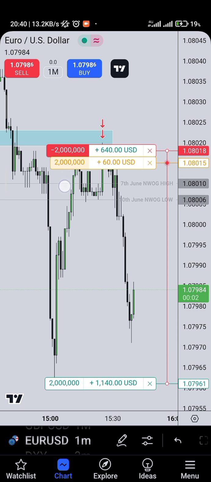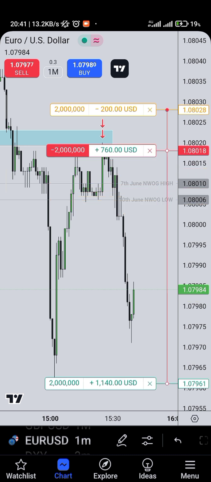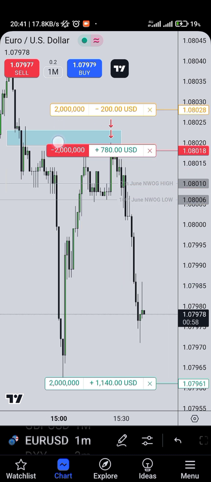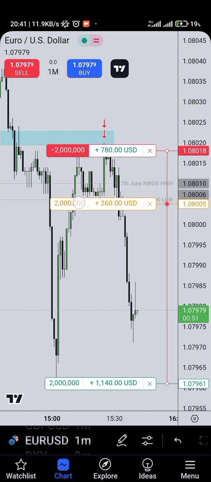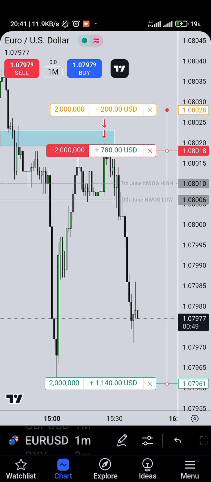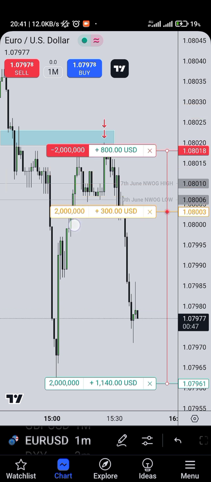Why is TradingView not responding? Let's see. I hope it responds this time around. Come on, TradingView. I'll try one more time and see. I'll reload the app if it doesn't.